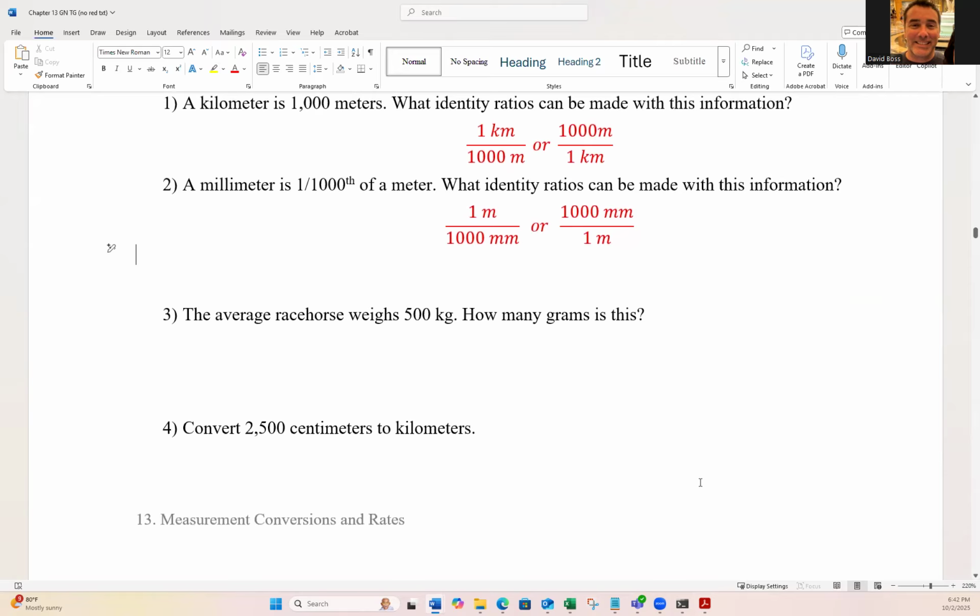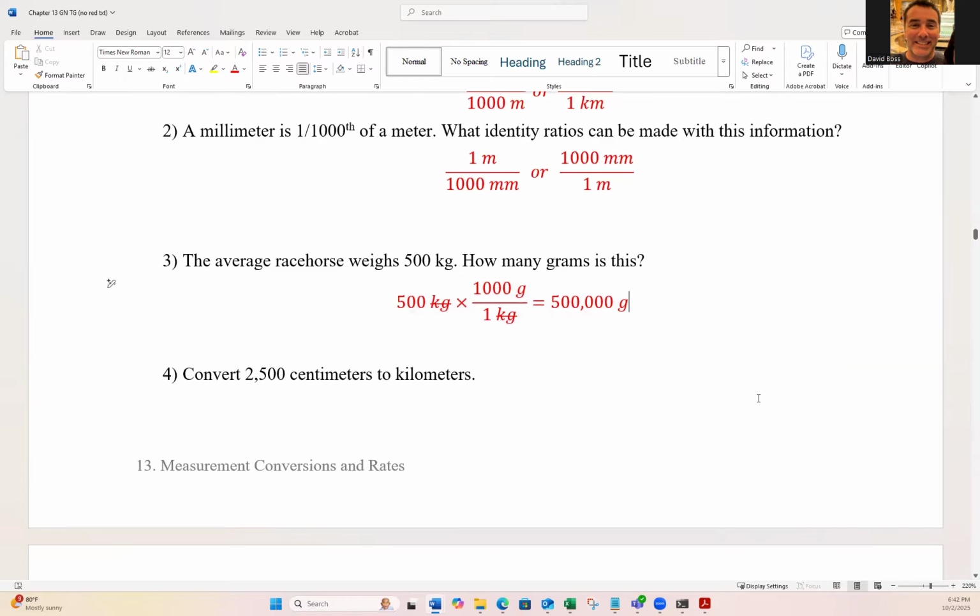All right, let's look at an example. The average racehorse weighs 500 kilograms. How many grams is this? So you would set it up like this. 500 kilograms times 1,000 grams over 1 kilogram. That way these cancel out. So you have 500 times 1,000 grams divided by 1, which equals 500,000 grams.